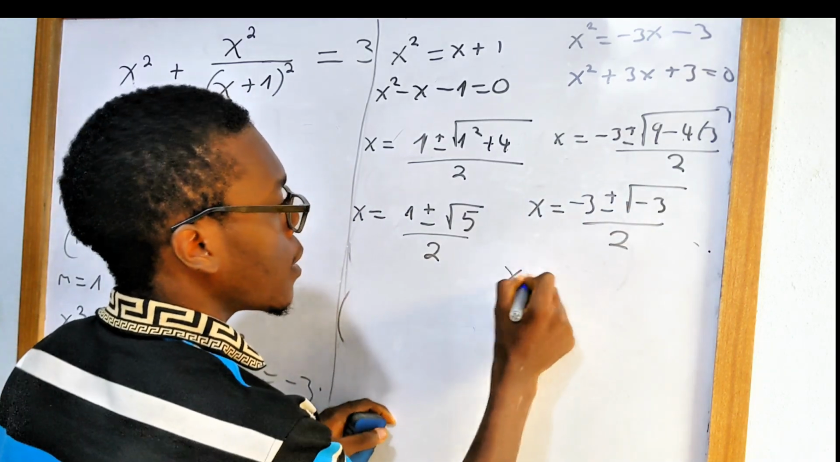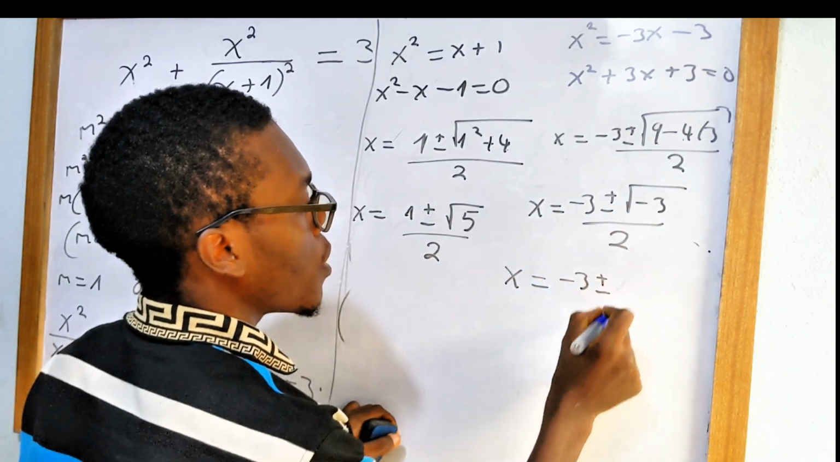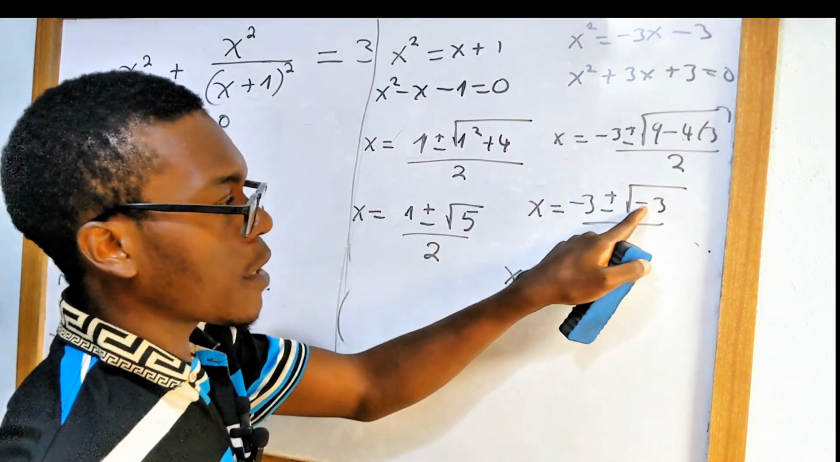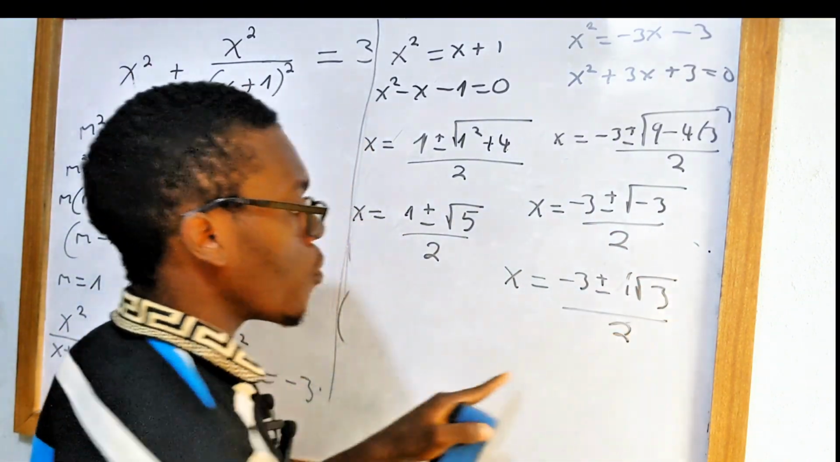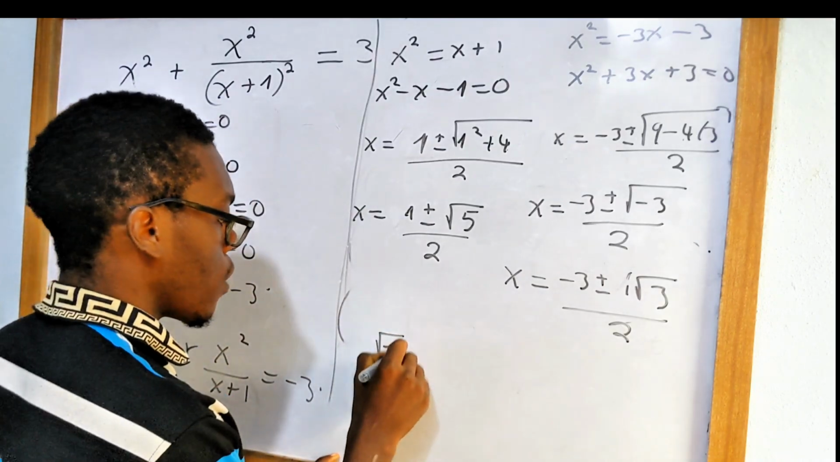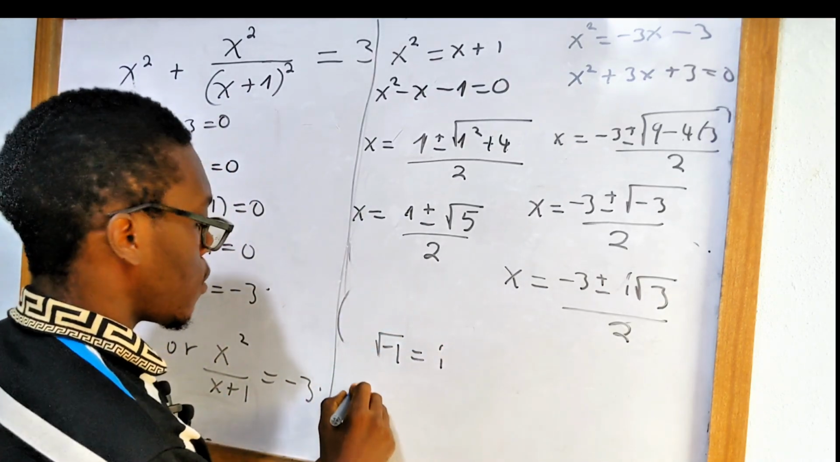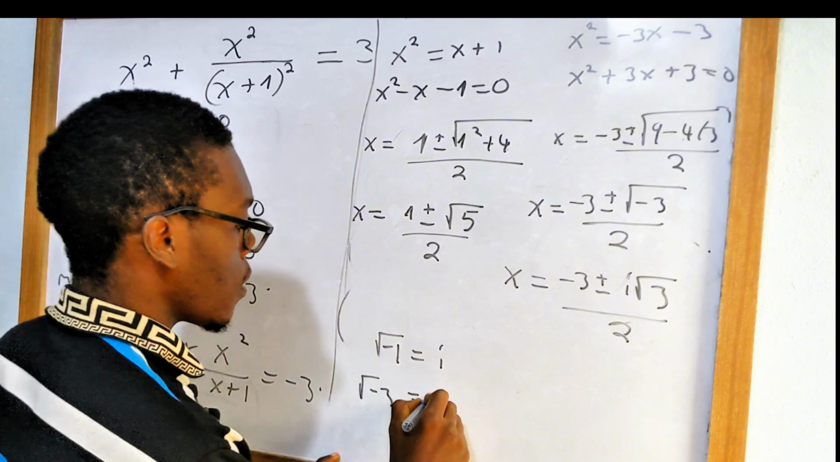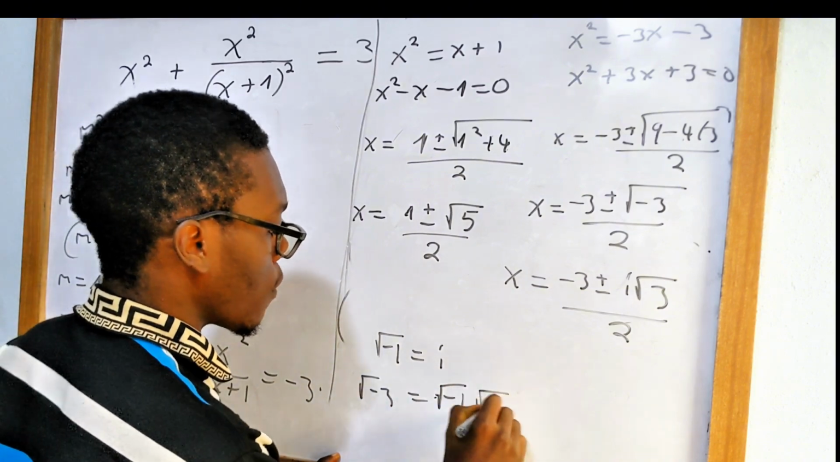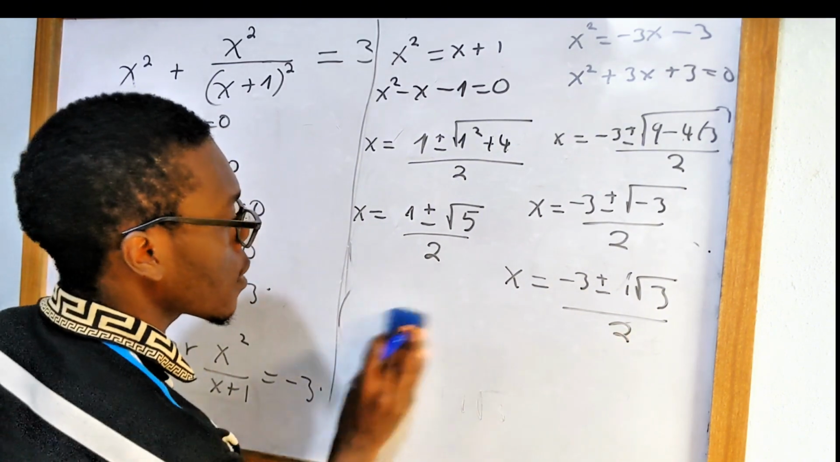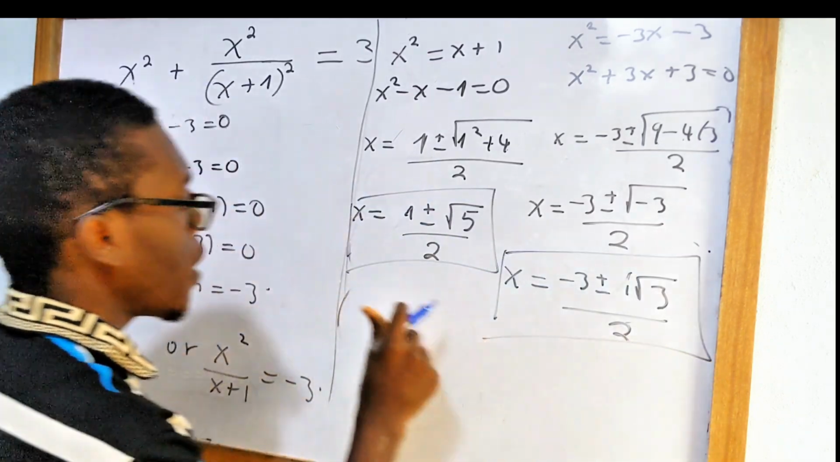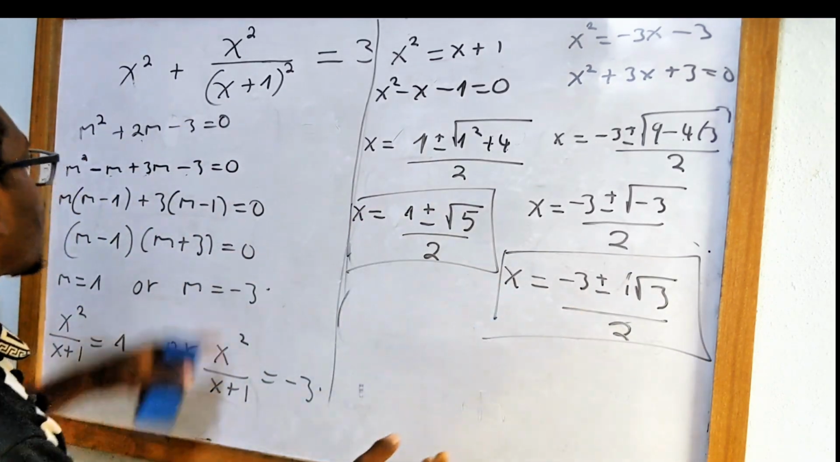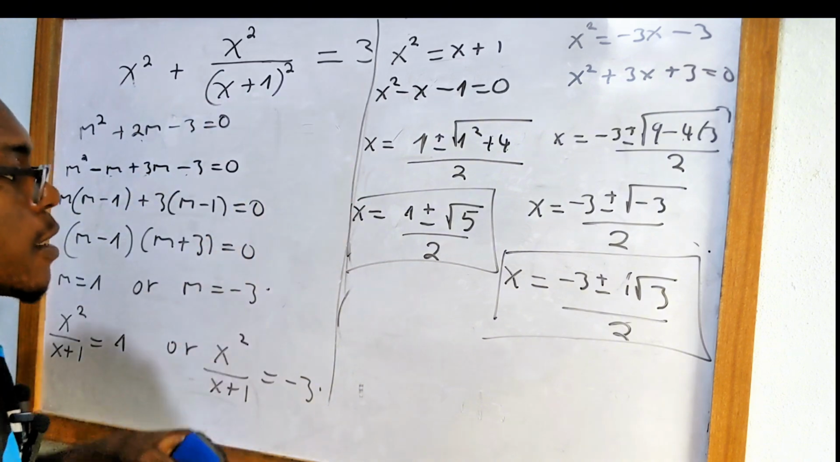Hence, x here is equal to minus 3 plus or minus root of negative 3 all over 2. You know that root of negative 3 is i root 3, from complex numbers. Since root of negative 1 is equal to i, root of negative 3 is root of negative 1 times root of 3, and we come out with this. Hence, these are the two values of x. If x is fitted here, we are going to have 3 at the end.